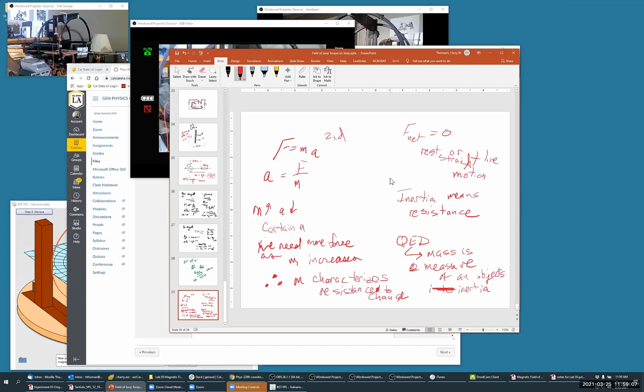Hopefully you guys get to face it, right? I never thought about it like that. Yeah, but it's extremely important that you do think of it that way. Mass is a measure of an object's inertia.